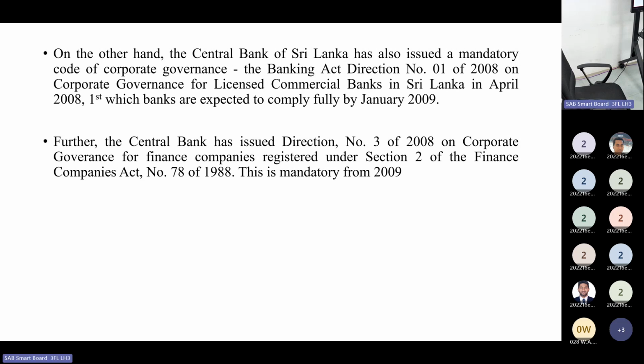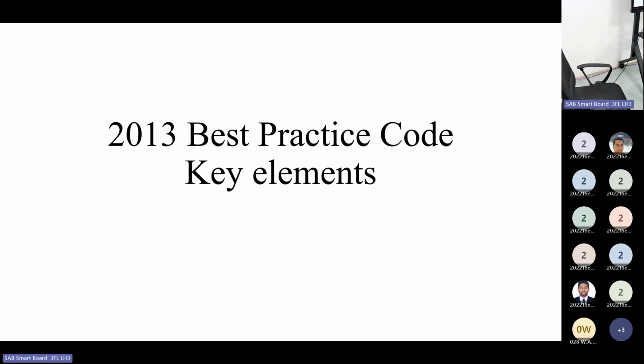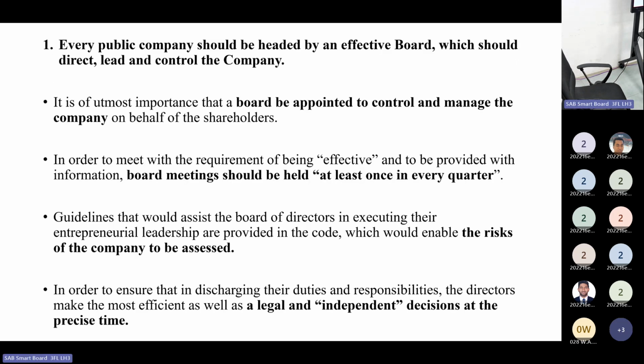1997 was the beginning, right? Then this was revised in 2003. After that, the listing rules came in 2007, and because of the listing rules, the corporate governance code was revised again in 2008. With that revision, the central bank also introduced another tool which is for banks, commercial banks, and financial institutions. That's all. Then the 2013 best practice is the new one introduced after that.